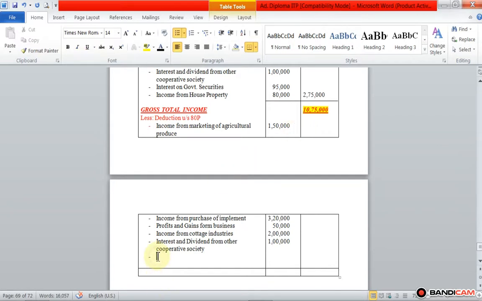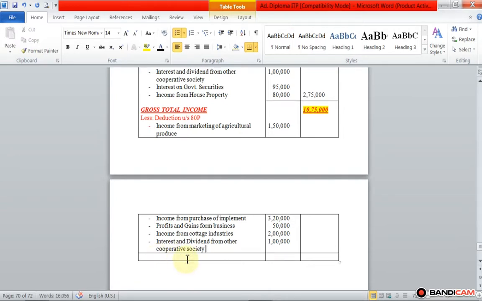Then income from house property. So income from house property is not allowed for deduction. Got it? Income from house property is not allowed for deduction.